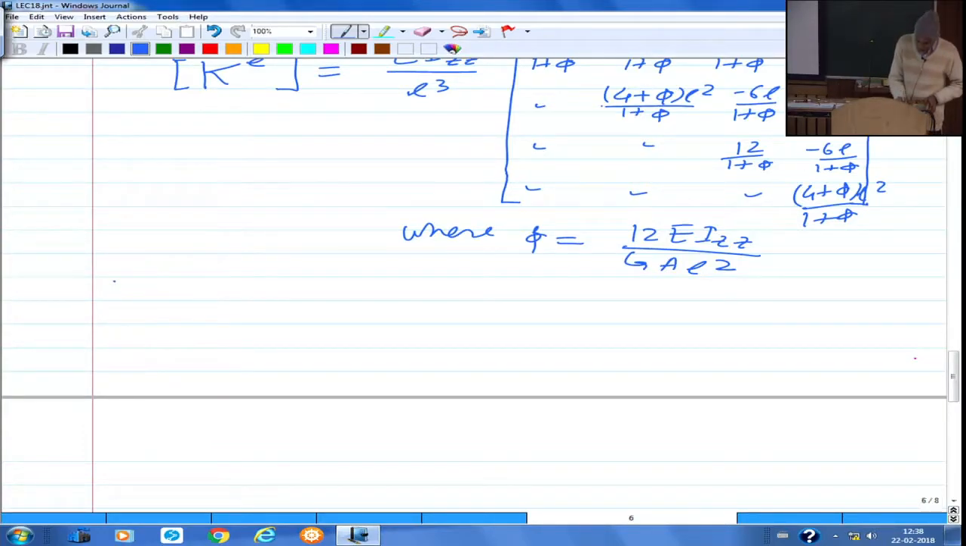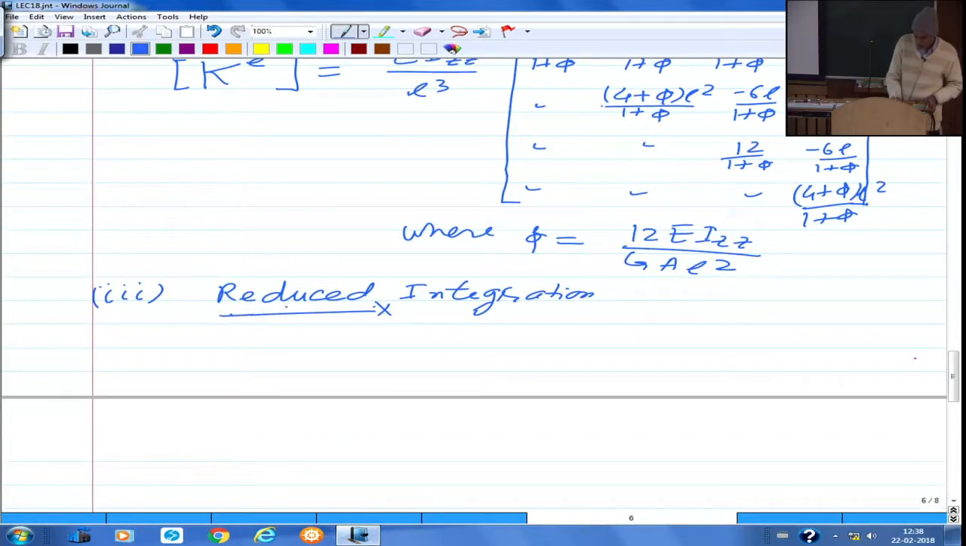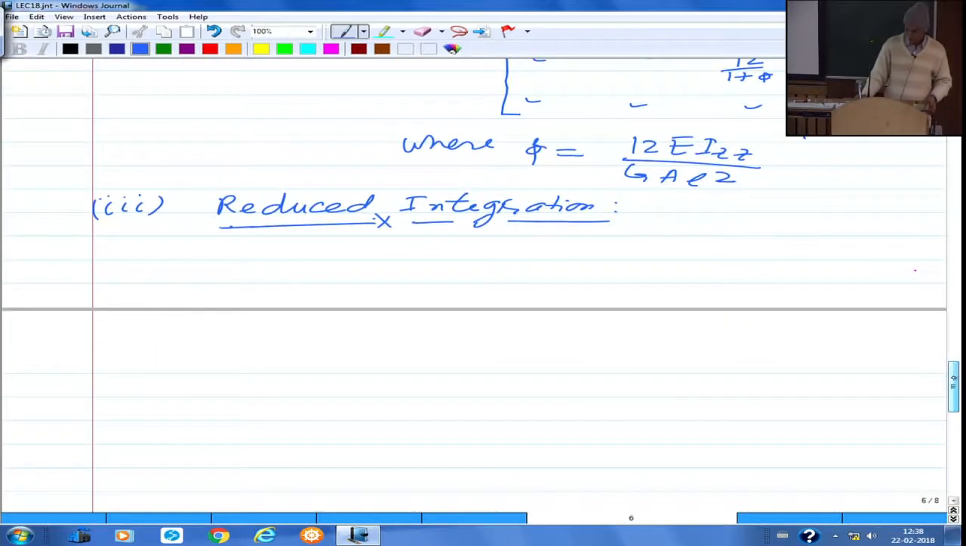So what is the meaning of this reduced integration? Any guess? What could this mean? Reduced integration. Yes. So what could this reduced integration might mean? It says reduced integration. So what could it mean? I am just asking a question to all of you. Pardon? Reducing the order of integration.